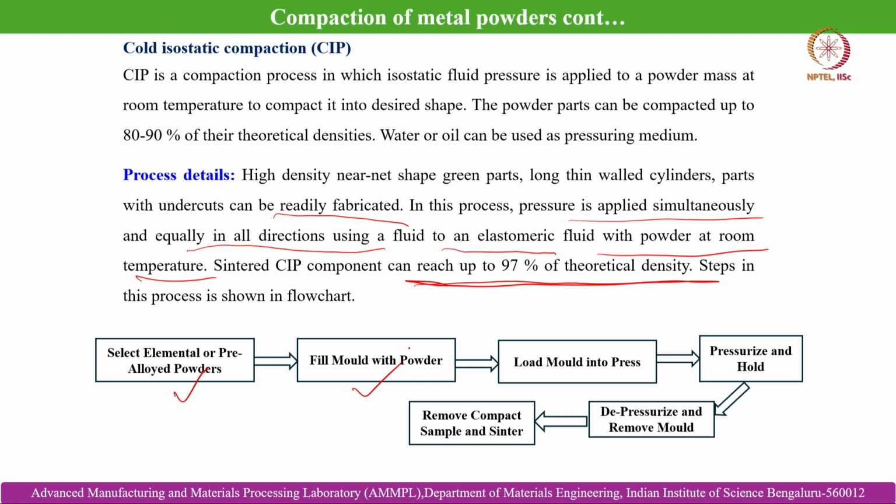So, the steps involved in the process are: select elemental or pre-alloyed powders, then fill the mold with powders, and then load the mold into the press, that is the cold isostatic pressing press, and pressurize the mold containing the powder aggregate, and then hold the pressure for a while, then depressurize and remove the mold, and remove the compact sample, and then perform subsequent sintering of the sample to achieve the desired densified part.